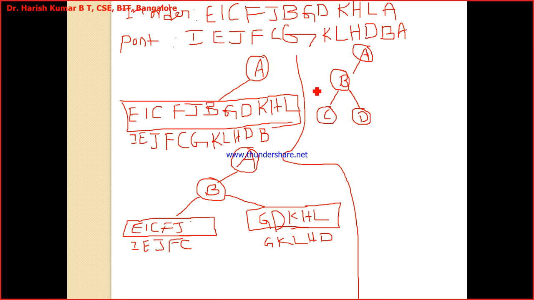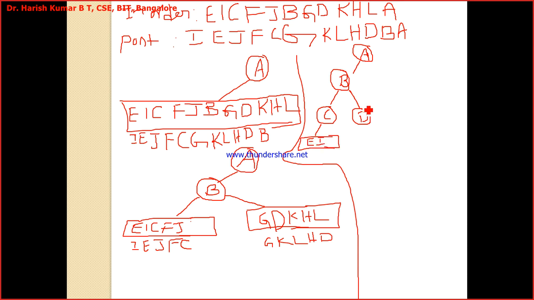Now if I take C here in the Inorder traversal, where is C? Here. Okay, E and I, C is here. All the nodes which are towards the left side of C take the position as the left child of the node C. So there are two characters, E and I.